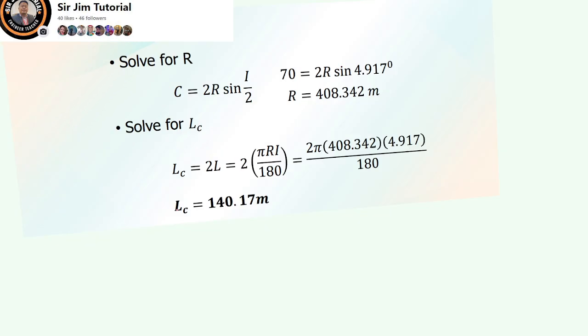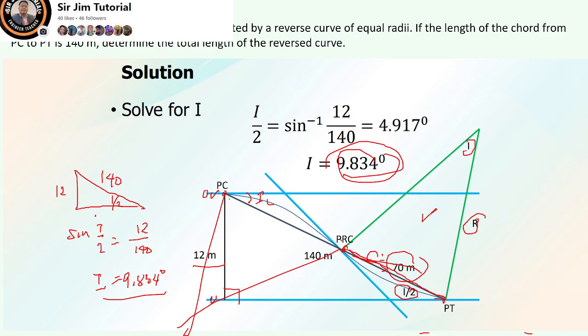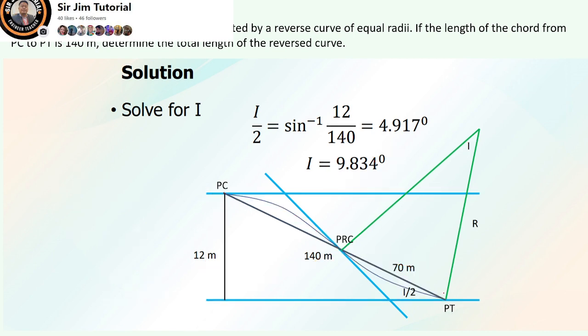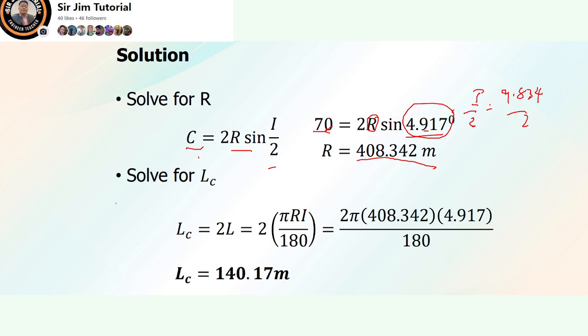As I say, for the length of curve, because they are symmetrical with the same radius, we see in this drawing that the total length of curve is just twice the length of the first curve. Remember that the formula of the length of curve is pi R I over 180. There's also another formula, L equals 20I over D. You can use this one if you have the degree of curve, but we do not have it, so better to use the other one.